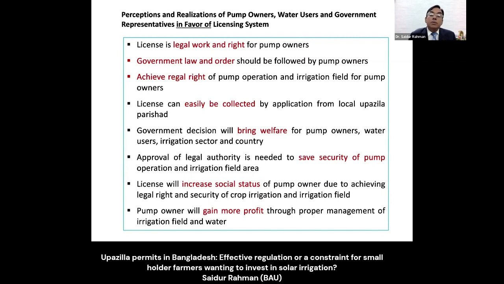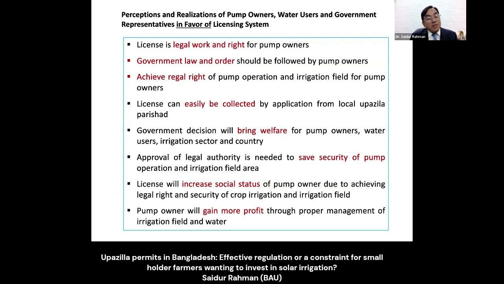If someone has that right, he would be in a very good position, I think. Government law and order should be followed by pump owners. As a legal right, they thought that if there is a licensing system, it could be easily collected from the local Upazila Parishad. Some thought government decisions would bring welfare to pump owners. In many cases, that is their motivation for having this licensing system. Approval of a legal authority is needed to secure pump operation. License will increase social status.